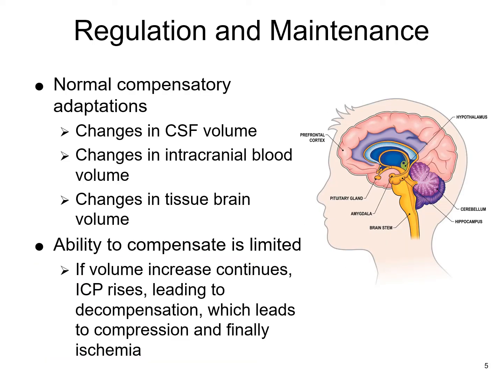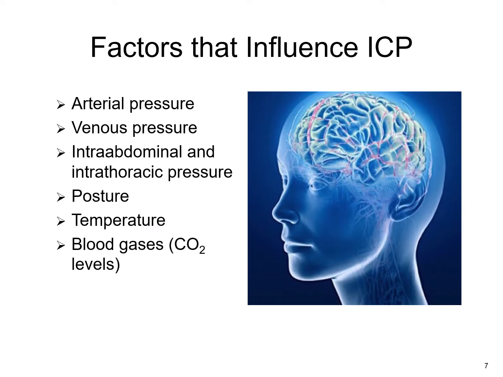Regulation and maintenance of intracranial pressure depends on normal compensatory adaptations, such as changes in cerebral spinal fluid volume, changes in intracranial blood volume, and changes in brain tissue volume. The ability to compensate is limited. If volume increase continues, intracranial pressures rise, leading to decompensation, which leads to compression and finally ischemia. Many factors influence intracranial pressure.